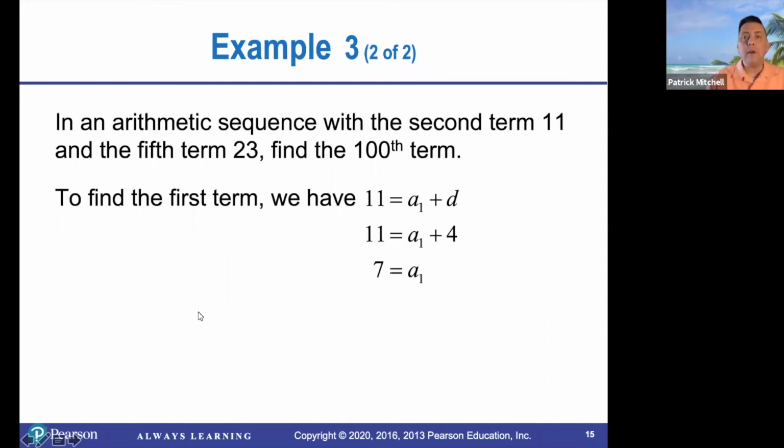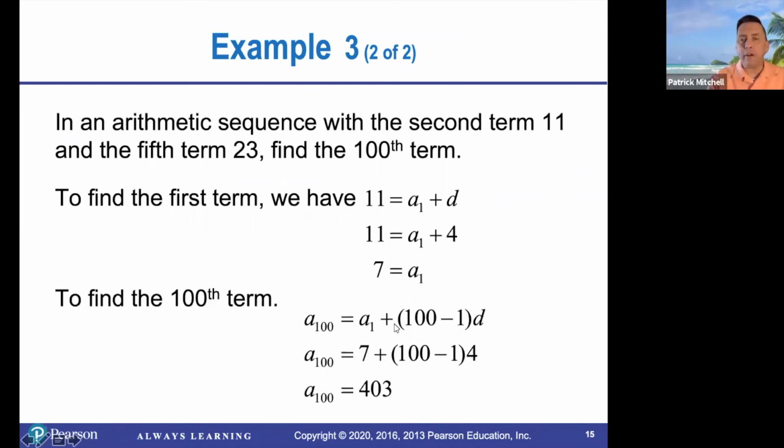All right, so now to find the first term, now that we know D is 4, we can take the first equation that we made, which said 11 equals A1 plus D, and now we know that D is 4. So if 11 is equal to A1 plus 4, that must mean A1 is 7.